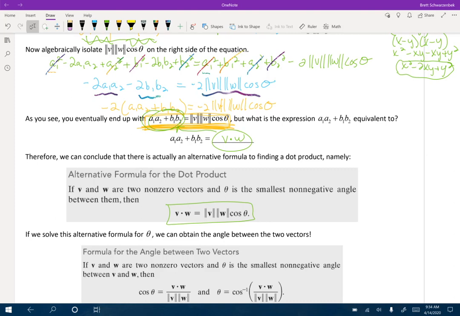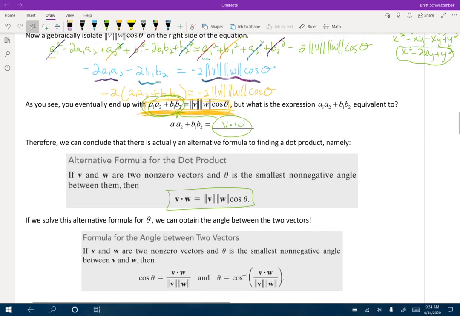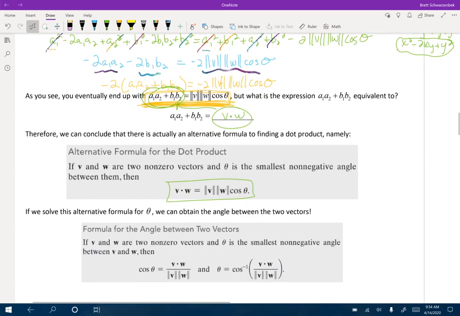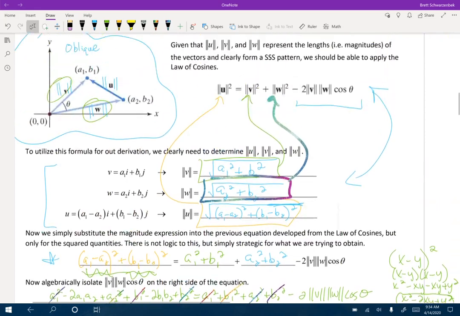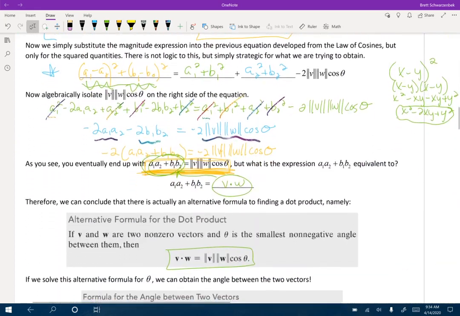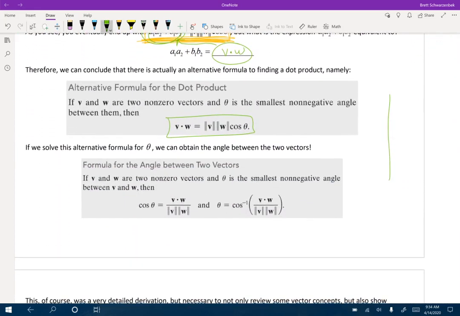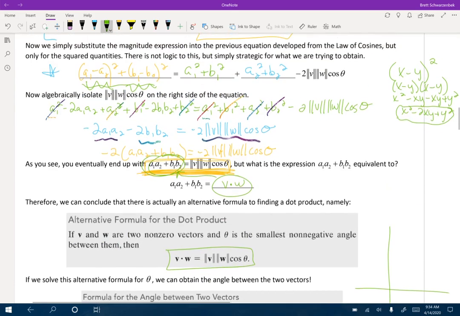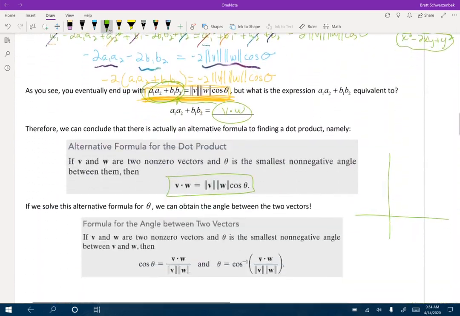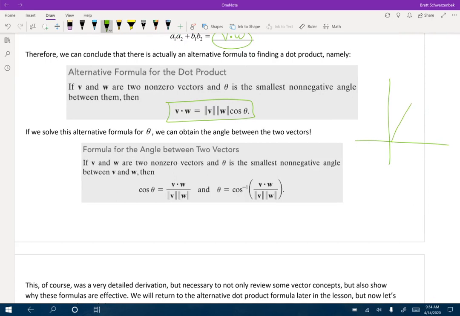Okay, so this is the alternative formula for the dot product, and we use this to our advantage when we're trying to find the angle between two vectors. So just to be clear, I'm going to redraw this. So currently we have a vector v, and we have a vector w, and we're trying to find the angle between them.